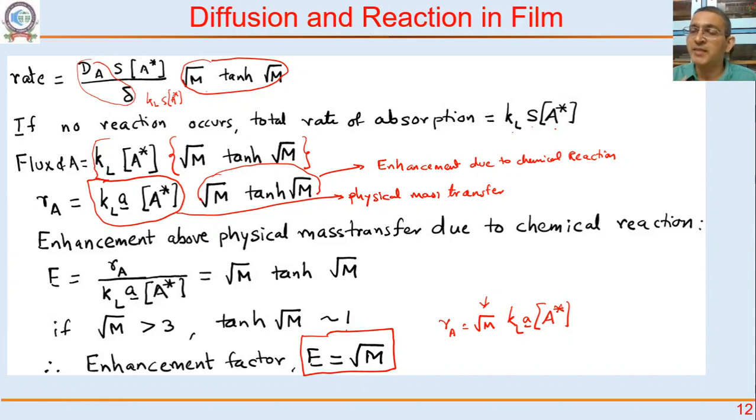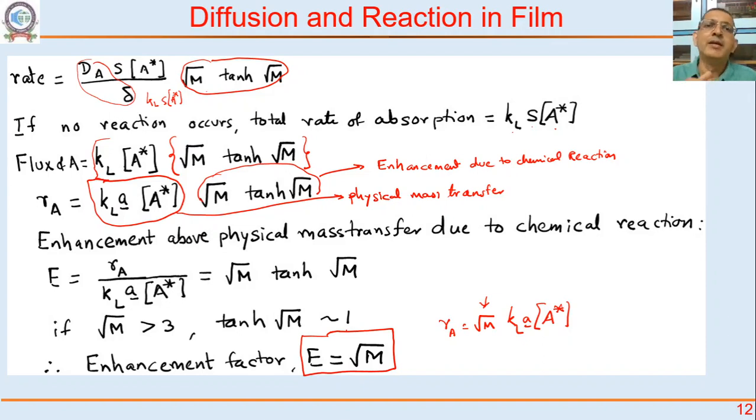Rather than defining an effectiveness factor, we should ask what would have been had mass transfer limitation not been there. Concentration everywhere would have been A star, and the rate would have been k m n A star raised to m, B naught raised to n, epsilon L, of course. But we are defining based on enhancement over physical mass transfer.